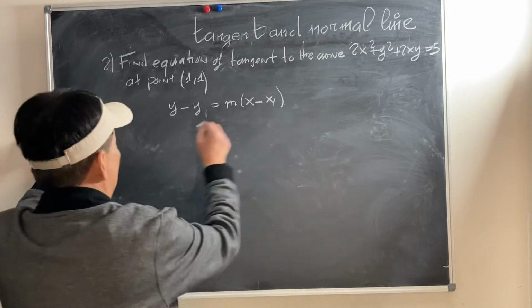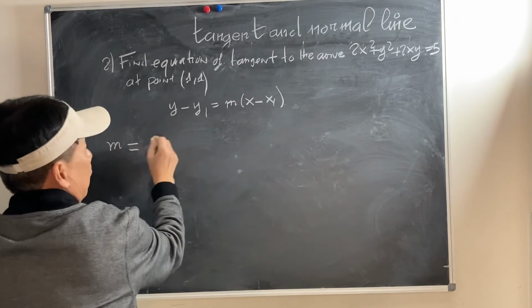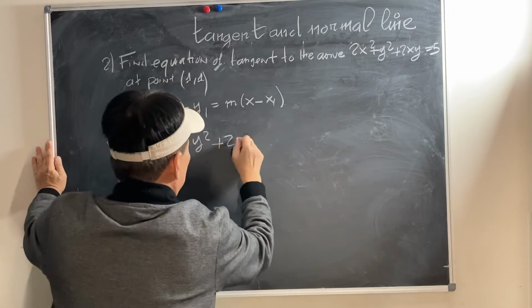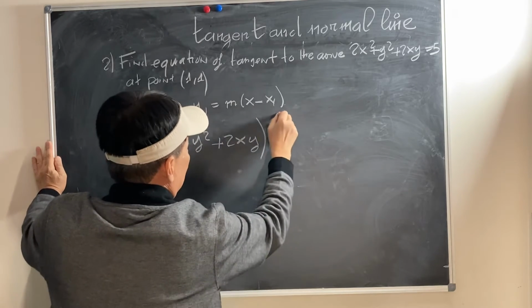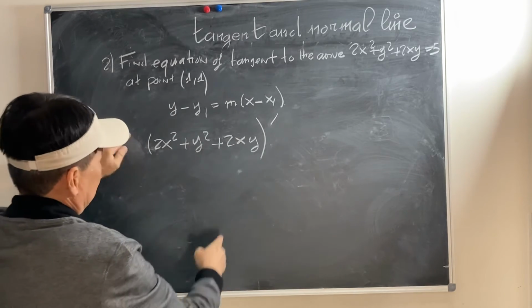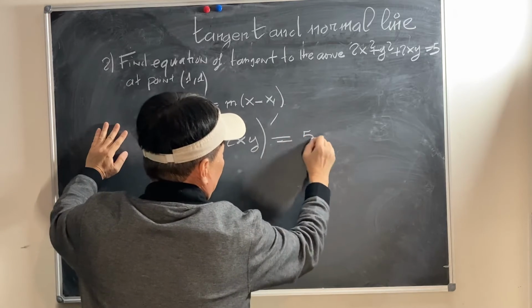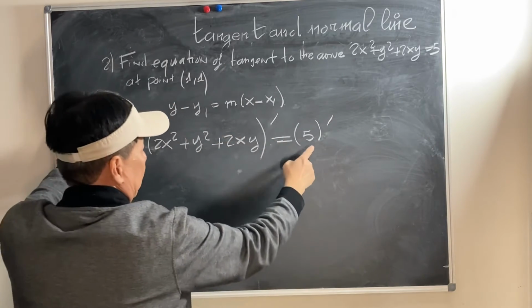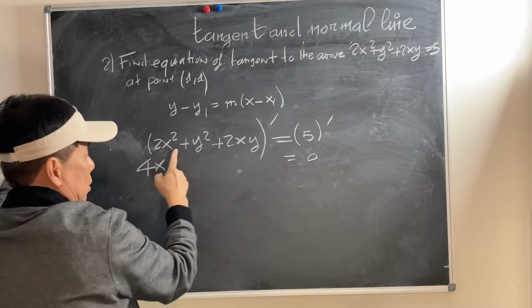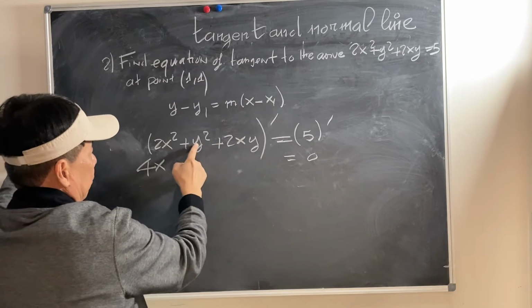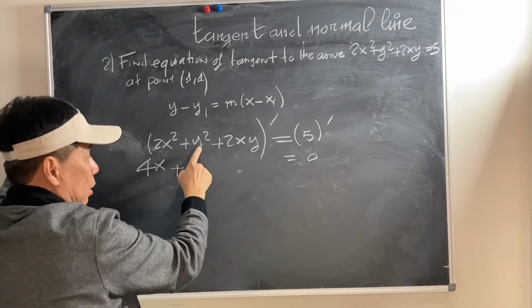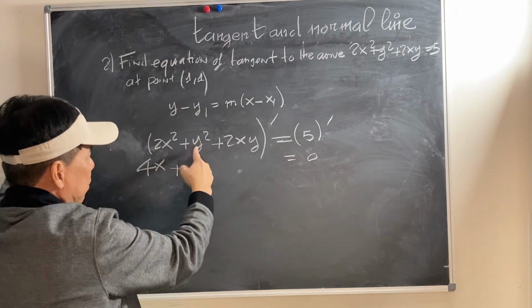Okay, so if you take that derivative, m will be equal to the derivative of 2x squared plus y squared plus 2xy equal 5. Take the derivative of both sides. On this side, the derivative of 5 equals 0. The derivative of 2x squared equals 4x. Using implicit differentiation, the derivative of y squared: take the derivative with respect to x, not with respect to y.